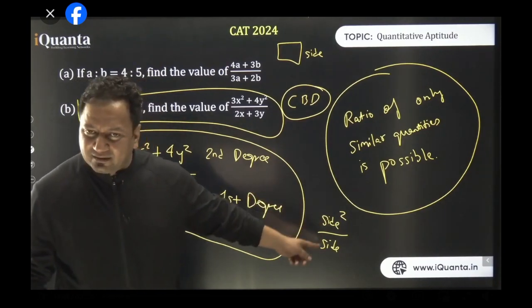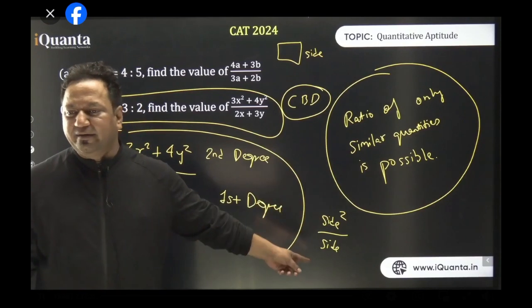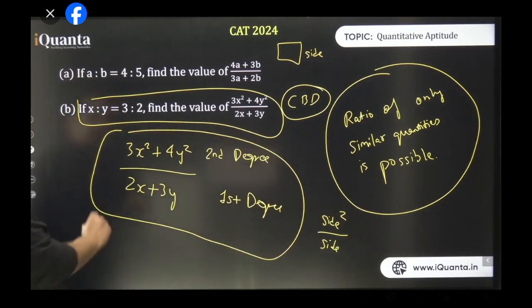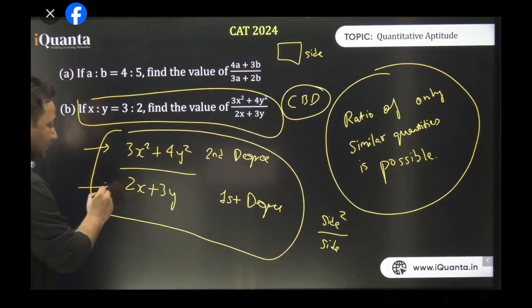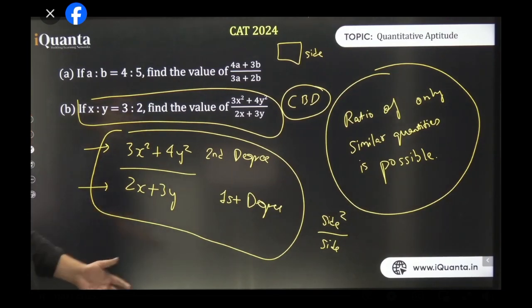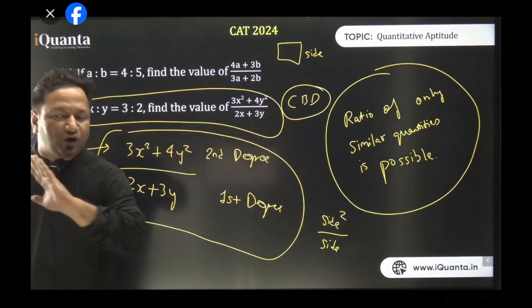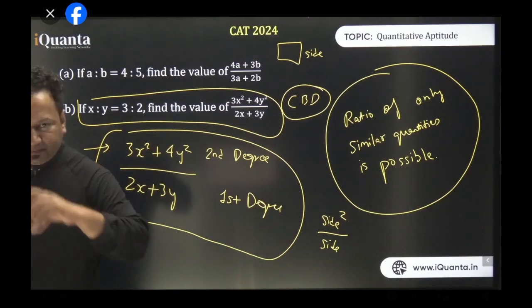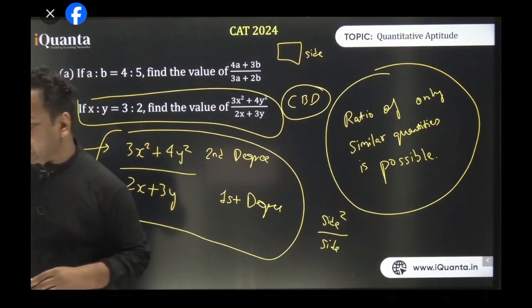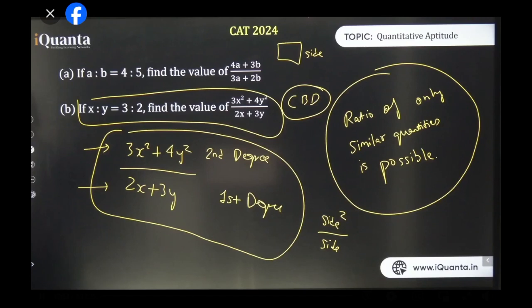Both are made from the side only, but on top is the square of the side, that is area, and below it is just the side. Understood? And that is why here the numerator was second degree, denominator was first degree. It is very much same as area upon side. I hope now it is totally clear to all of you. So when we say similar quantities, the degree will automatically be the same. So that is what I needed you to understand. Solving this question is not rocket science. That is not that important.